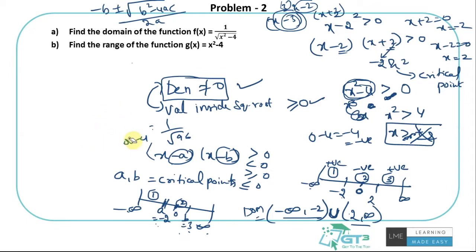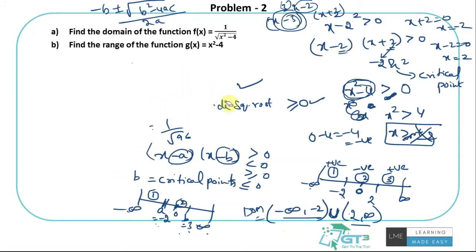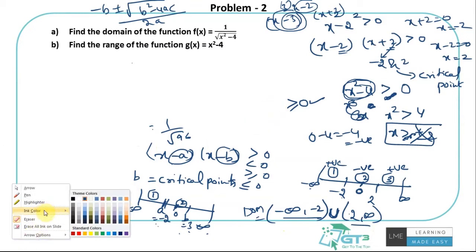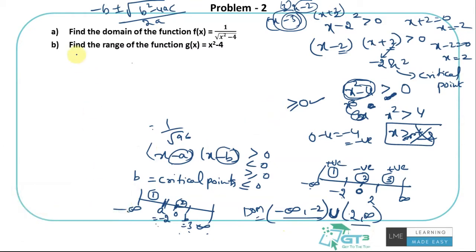Now let's look at the range question. So the answer for the domain is minus infinity to minus 2, 2 to infinity. So what is the range for x square minus 4? This is easy, right? For x square, what is the minimum value? It's basically 0 to infinity is the range of x square. The minimum is 0, everything else I give it will be positive. So x square minus 4 will be minus 4 to infinity.